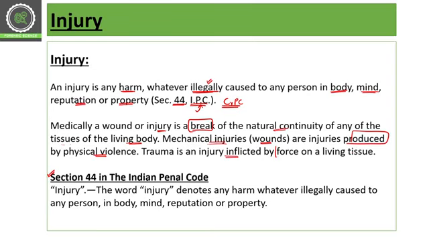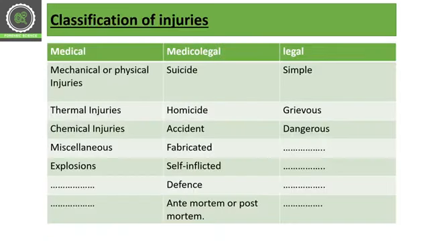So mechanical injury or wounds are produced from physical violence, and if someone is inflicting force on somebody and in that time the living tissue is torn or is not in its natural continuity, then that is called trauma. Okay, so we have an important classification of injuries.